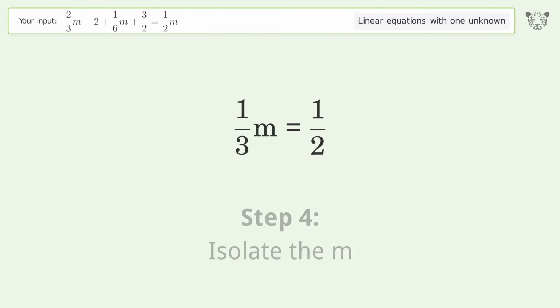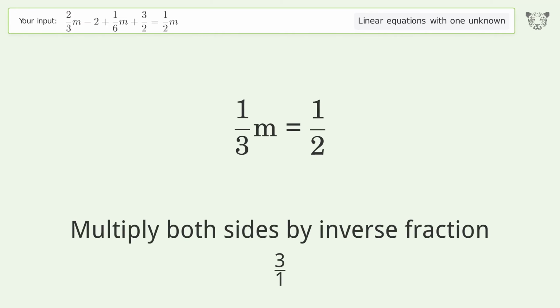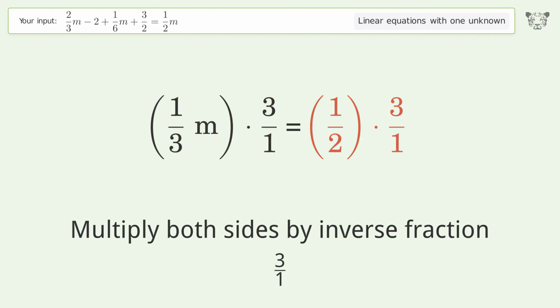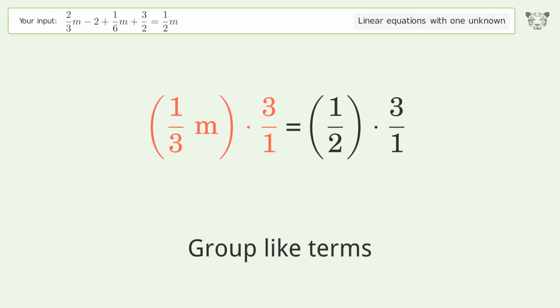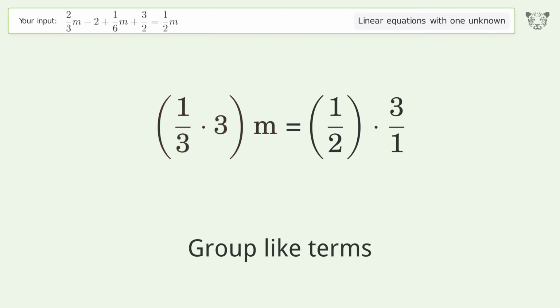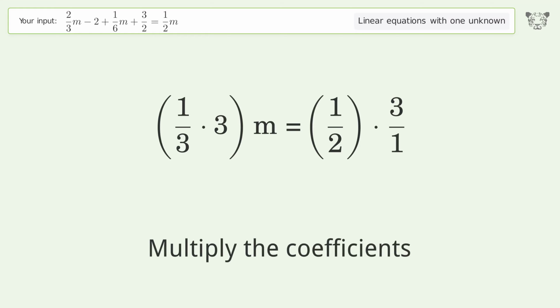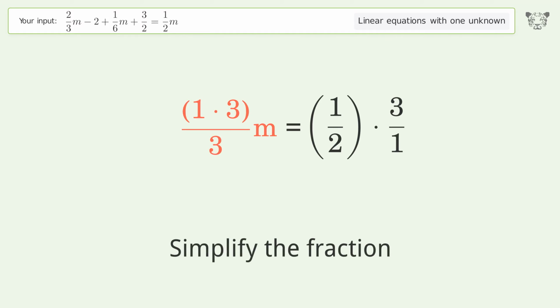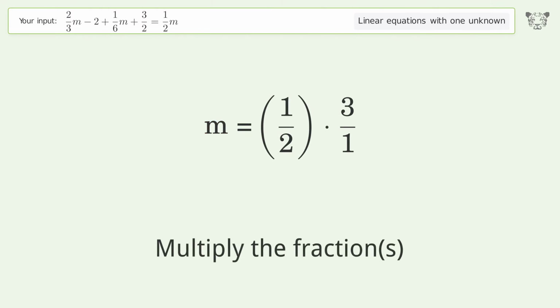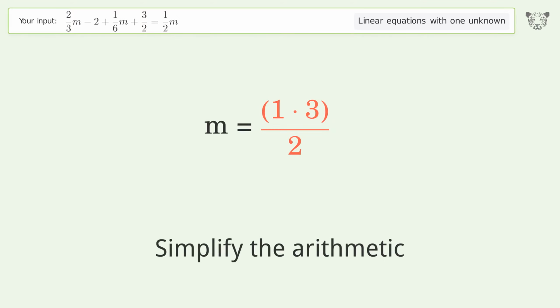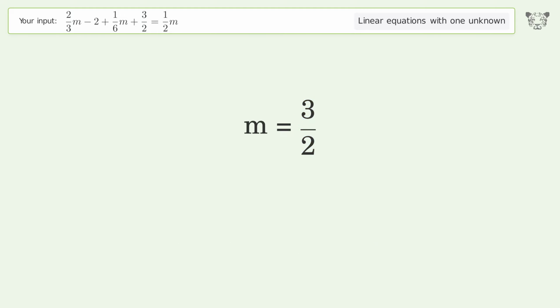Isolate the m. Multiply both sides by inverse fraction 3/1. Group like terms. Multiply the coefficients. Simplify the fraction. Multiply the fractions. Simplify the arithmetic. And so the final result is m equals 3/2.